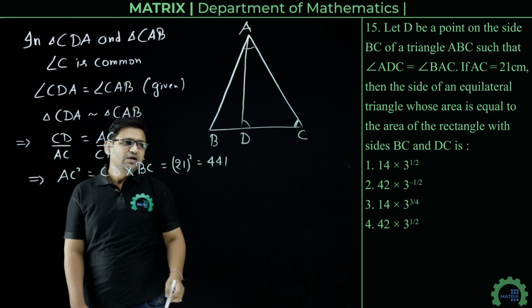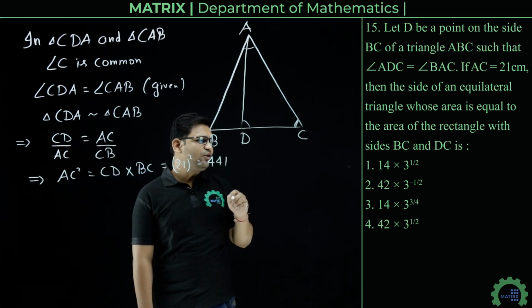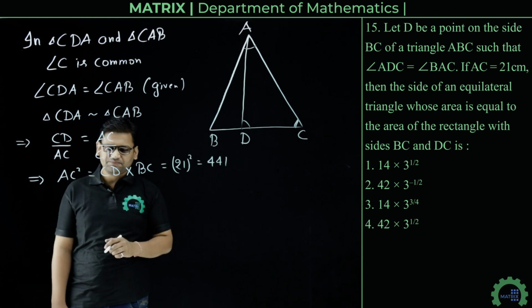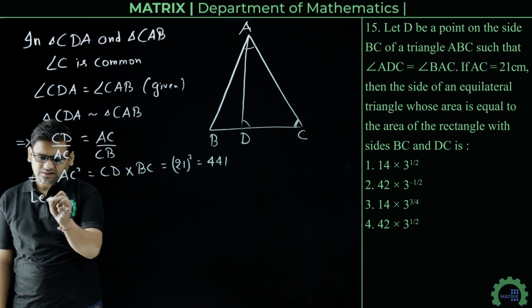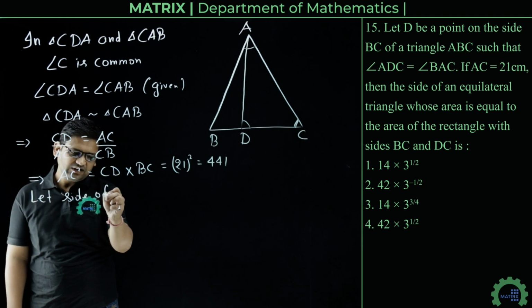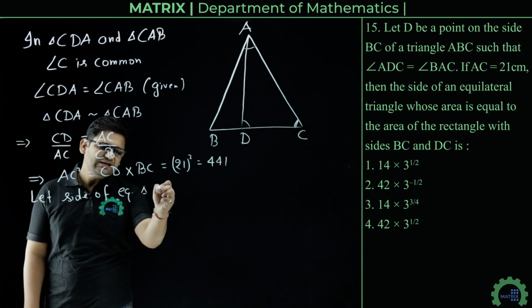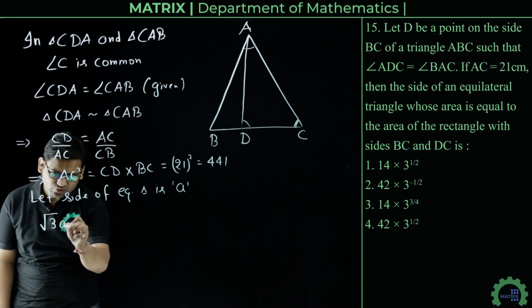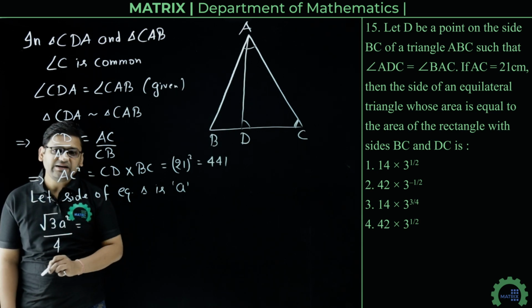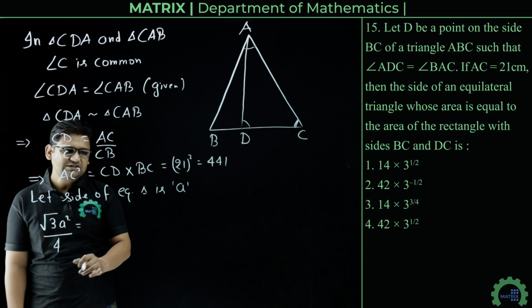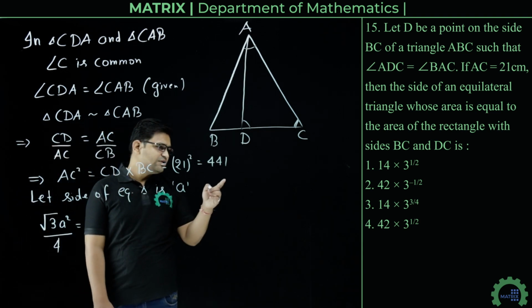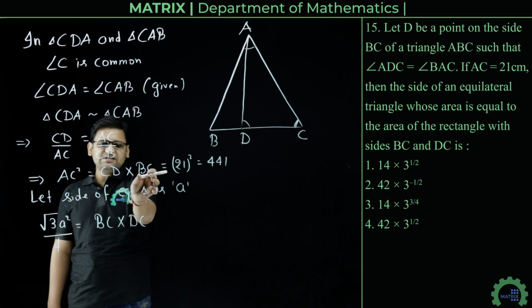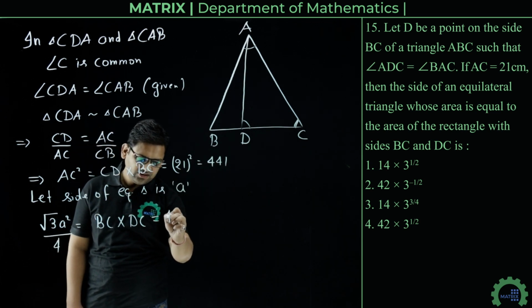We know that AC is given as 21, so AC square is 21 square, that is 441. Now we have to find the side of an equilateral triangle whose area is equal to the area of the rectangle with sides BC and DC. So let's say the side of the equilateral triangle is small a. So its area will be root 3a square by 4, and that area is equal to the area of the rectangle with side lengths CD and BC. So that area will be equal to BC into DC, and BC into DC is equal to 441. So we can put here 441.